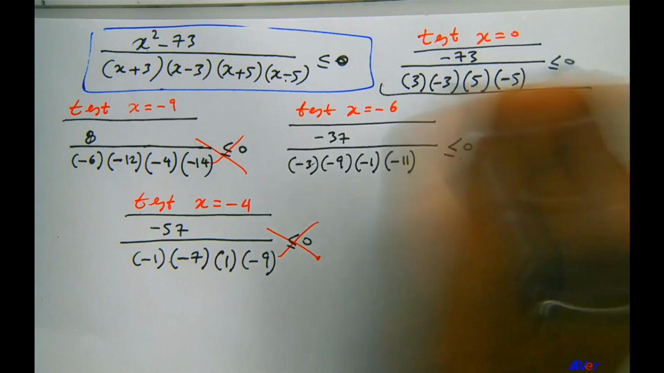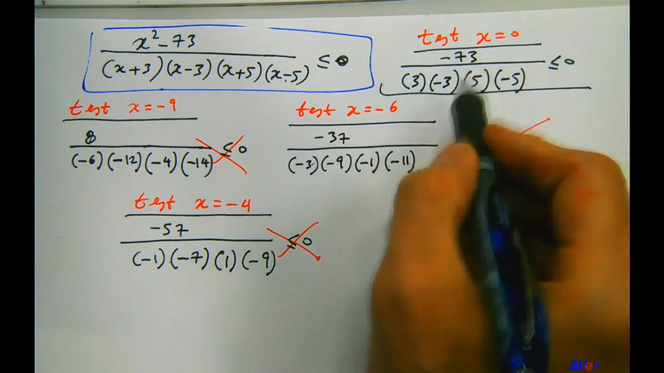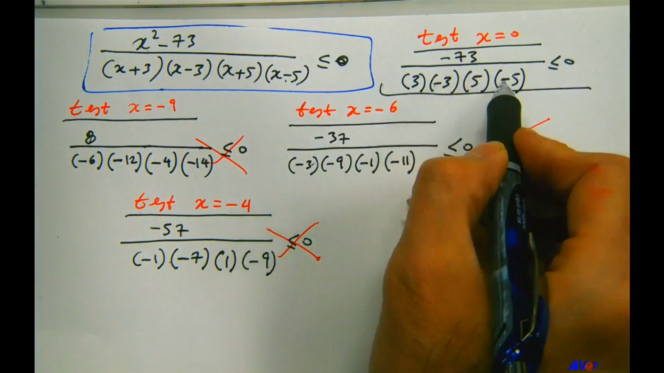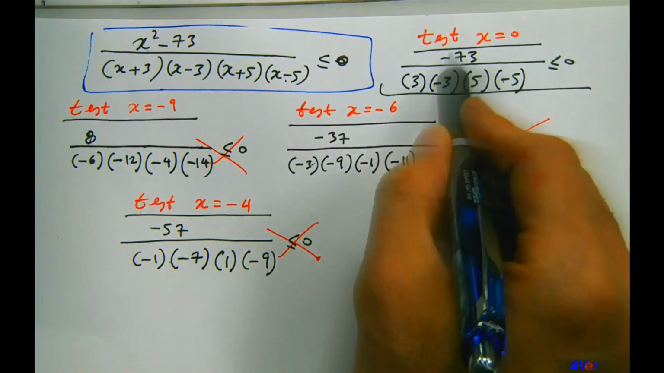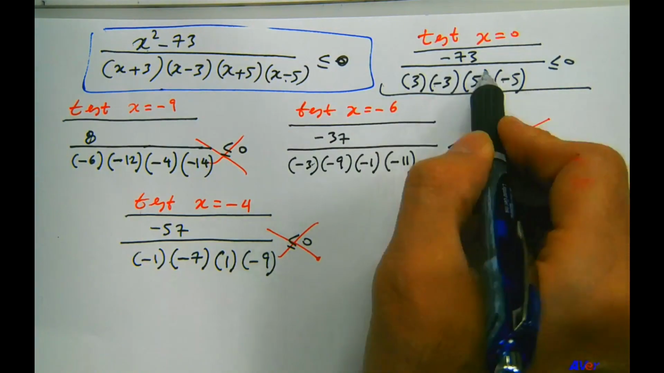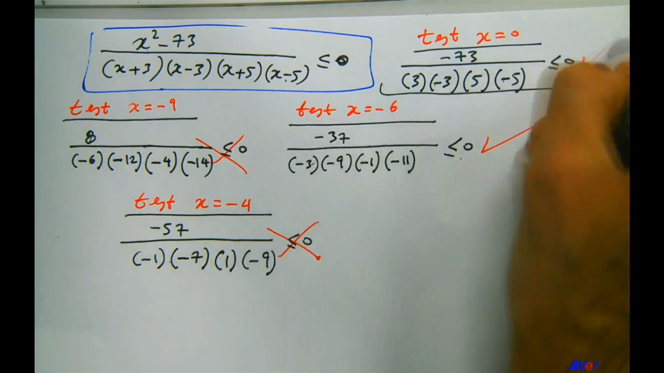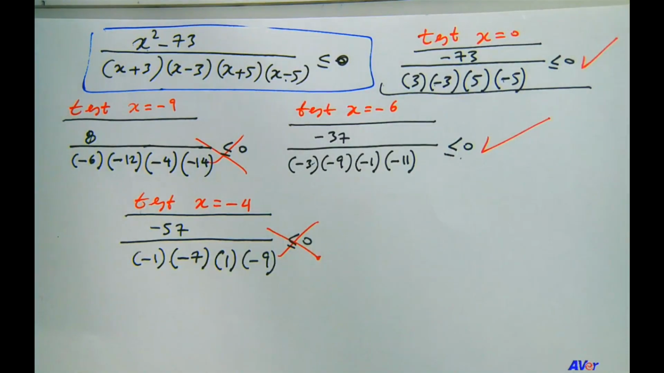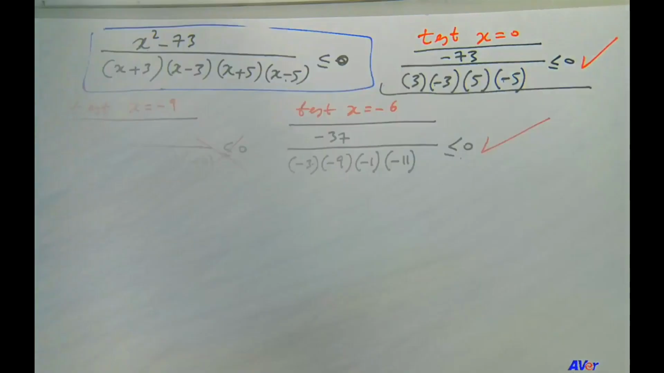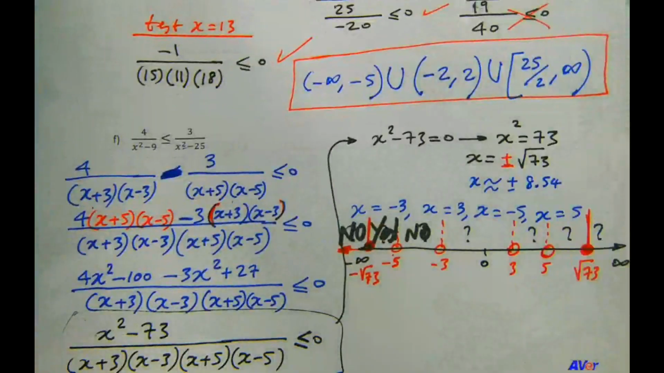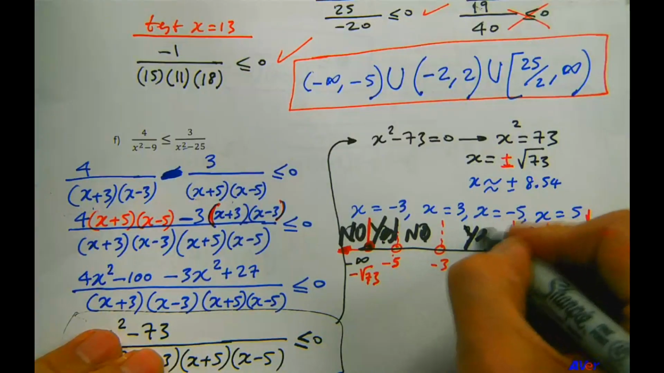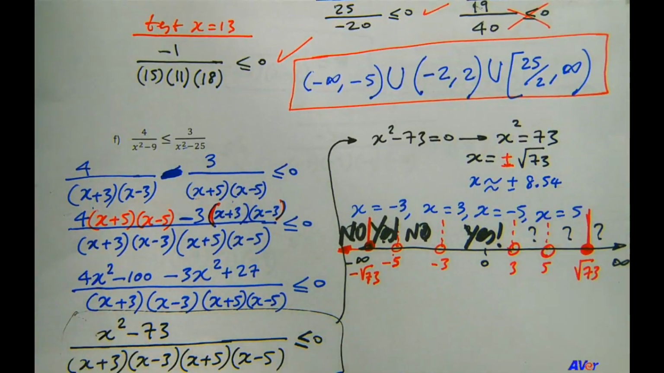Is the left side less than or equal to 0? Well, minus times minus is positive, but then we have a negative number divided by a positive quantity, so the overall result is negative. So yes, that will work. So going back to our graph, yes, this region is a solution.